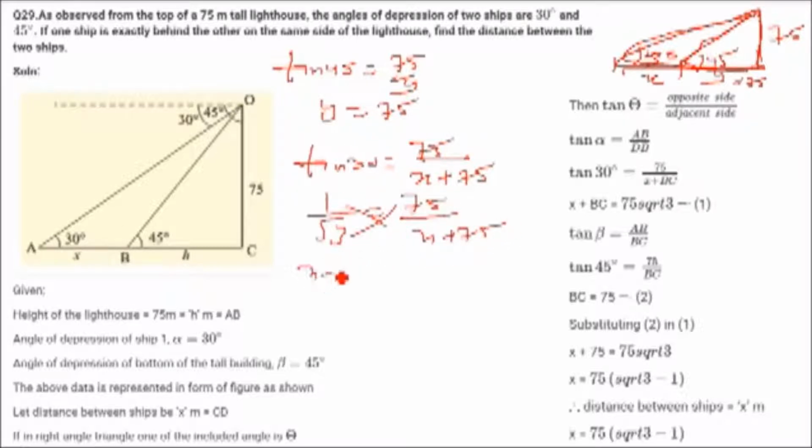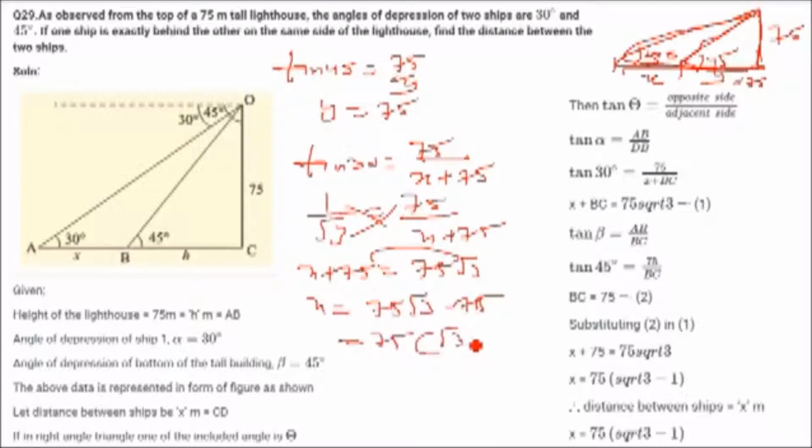Now cross multiply. x plus 75 equal to 75 root 3. Bring this 75 here. x will be 75 root 3 minus 75. This is 75 into root 3 minus 1. This is your answer.